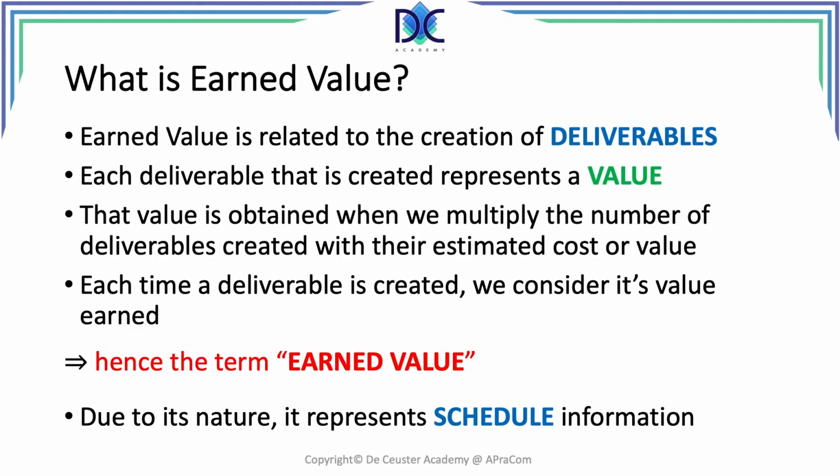Earned value tells us how many deliverables have been created, so we earned the cost of those deliverables. In fact, this represents basically the schedule information over time. It tells us how our project is evolving time-wise. How many deliverables did we create as a function of time?